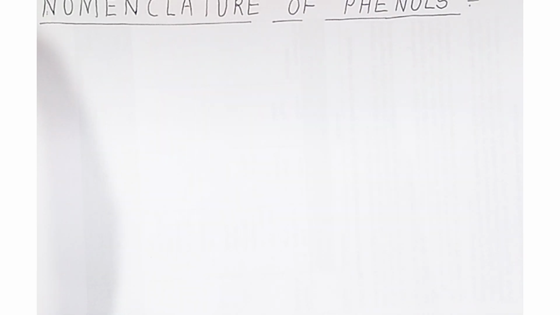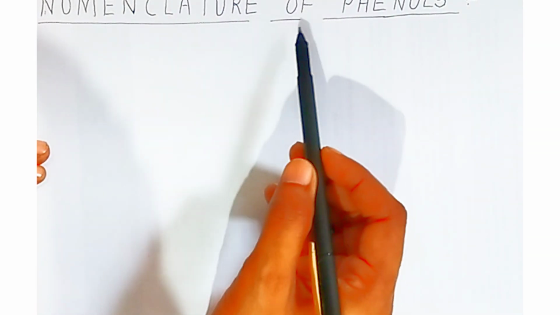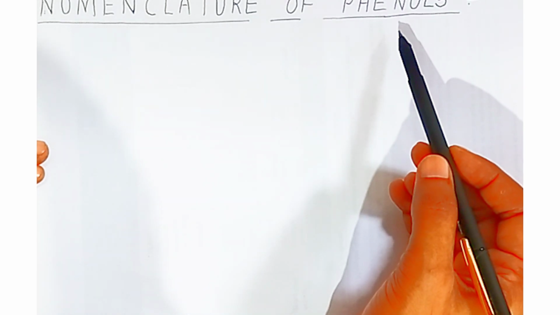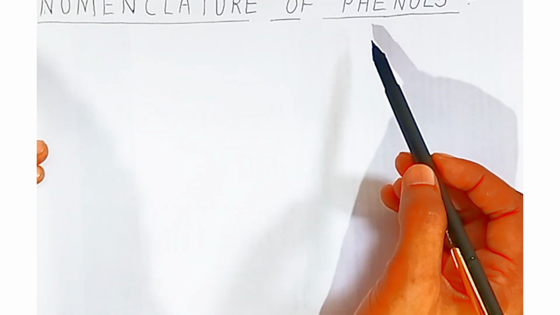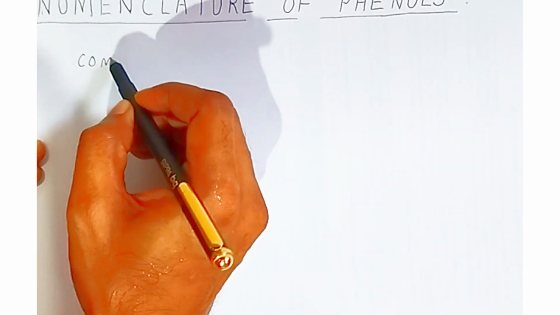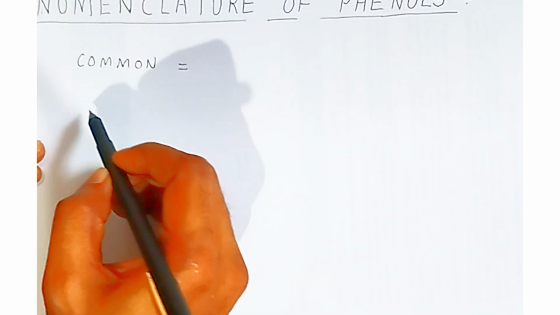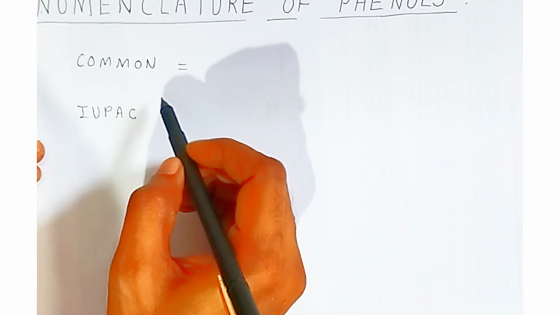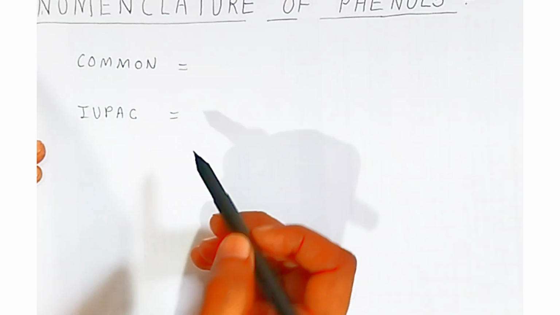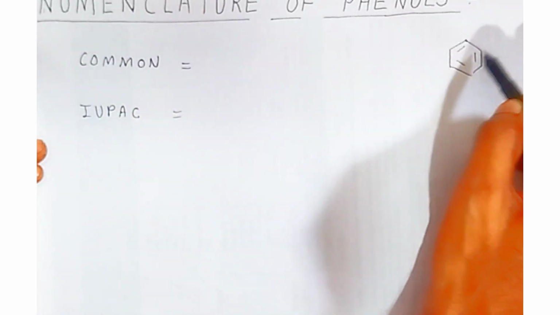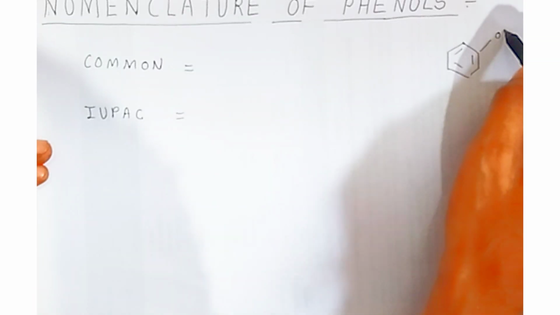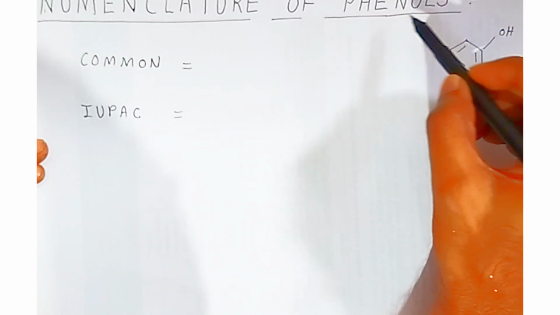In this video students we are going to see the nomenclature of phenols. Now students, in nomenclature we are going to name the phenols in two ways, that is called as common name, and we are going to see IUPAC nomenclature. Now students, when hydroxyl group is attached to the carbon of the benzene group, then this compound belongs to phenols.